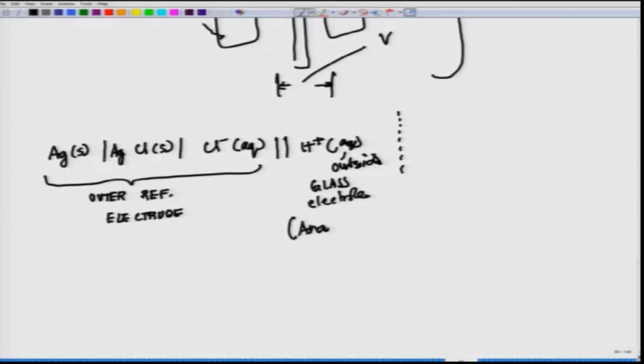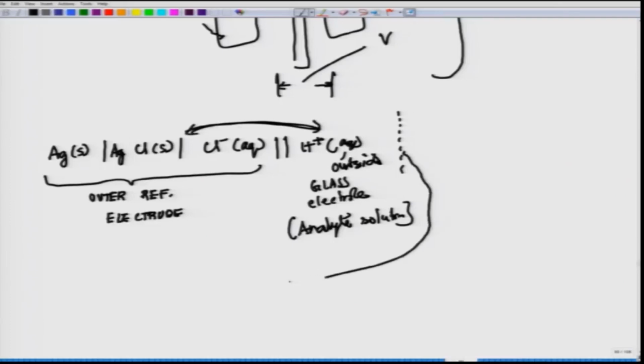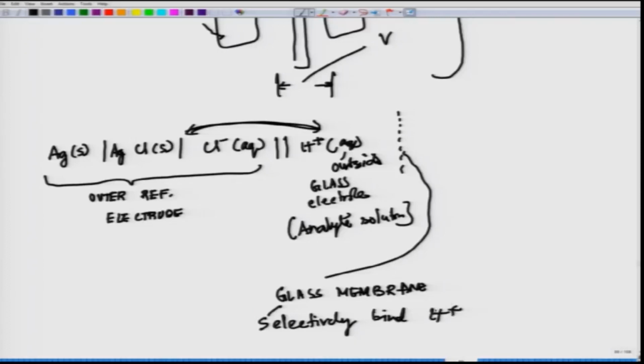This is essentially your analyte solution. This is what you are going to measure. Now, here you have the glass membrane, and this glass membrane has a property to selectively bind H plus ions. Now, with respect to this, you have H plus aqueous inside.